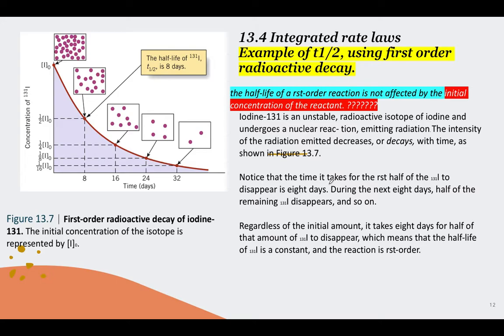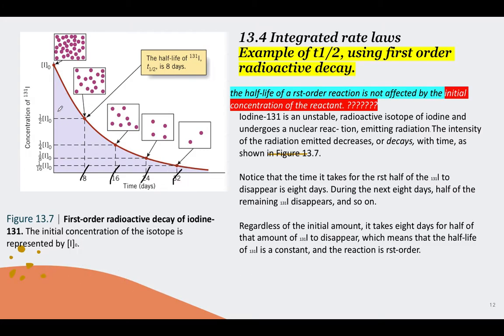Now the radioactive decay of iodine. It is another application or example of t-half using the first order integrated rate law. If we look at the concentration over time graph, we can see at the beginning the amount of radioactive iodine, and then the first t-half at 8 days, then 16, then 24, then 32.